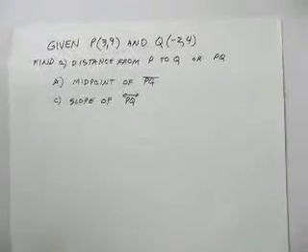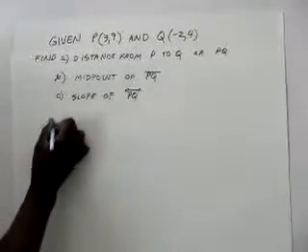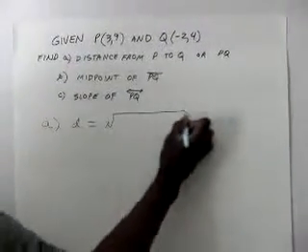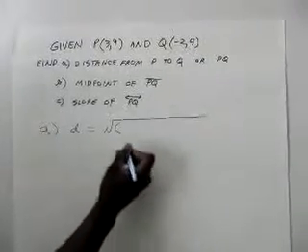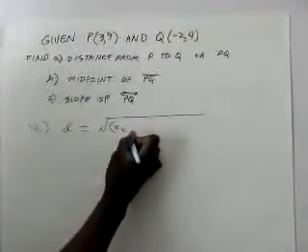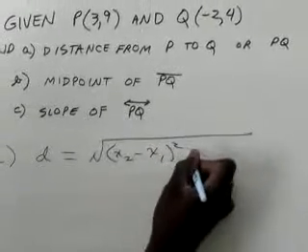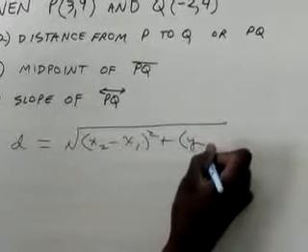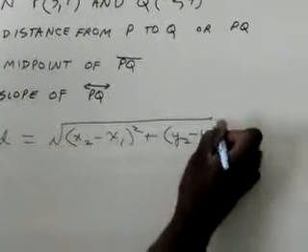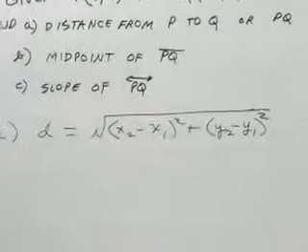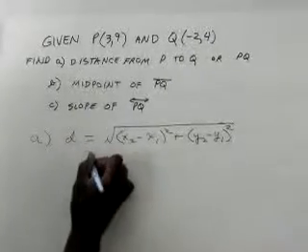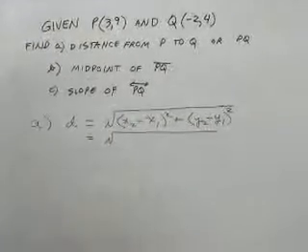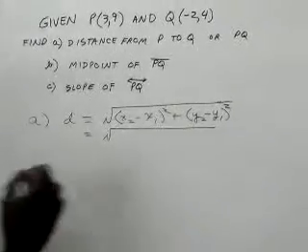of line PQ. So, for part A, the distance formula, square root of this quantity, we subtract the x coordinates, x2 minus x1 squared, then we add the difference of the y coordinates, y2 minus y1 squared. As you know, this comes from the Pythagorean theorem. But anyway, we plug in the coordinates. Which one you decide is x1, y1 doesn't really make a difference.